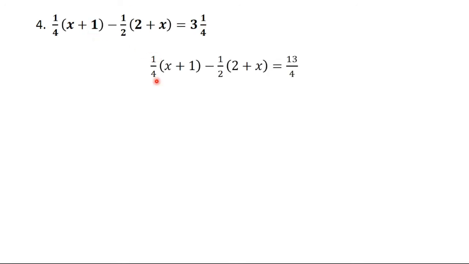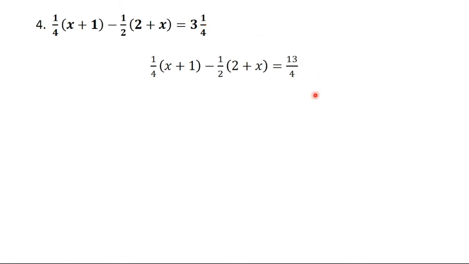So we have 1 over 4 into bracket x plus 1, minus 1 over 2 into bracket 2 plus x, is equal to, you convert 3 whole number 1 over 4 to an improper fraction, and that will give us 13 over 4, because 4 times 3 is 12, 12 plus 1 is 13. So 13 divided by 4. If you want to understand how this is done, watch the video on converting mixed numbers or mixed fractions to improper fractions under fractions, and you will understand this very well.